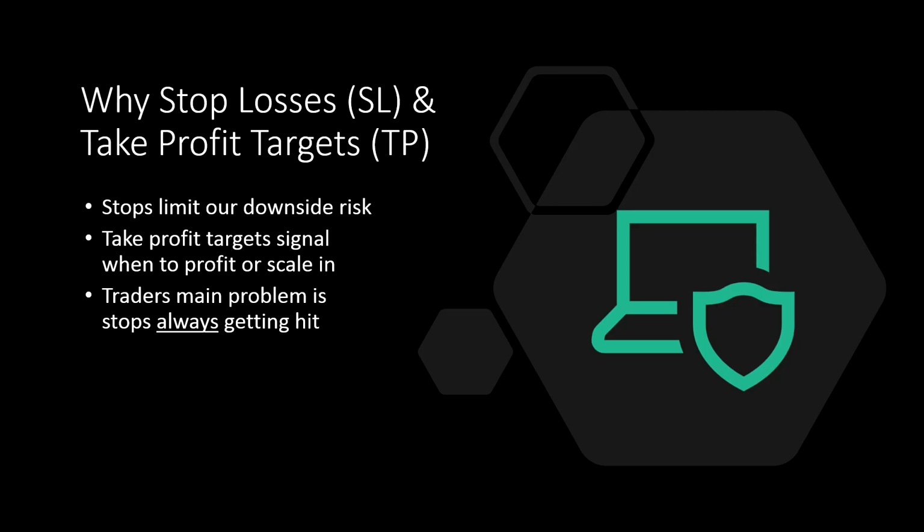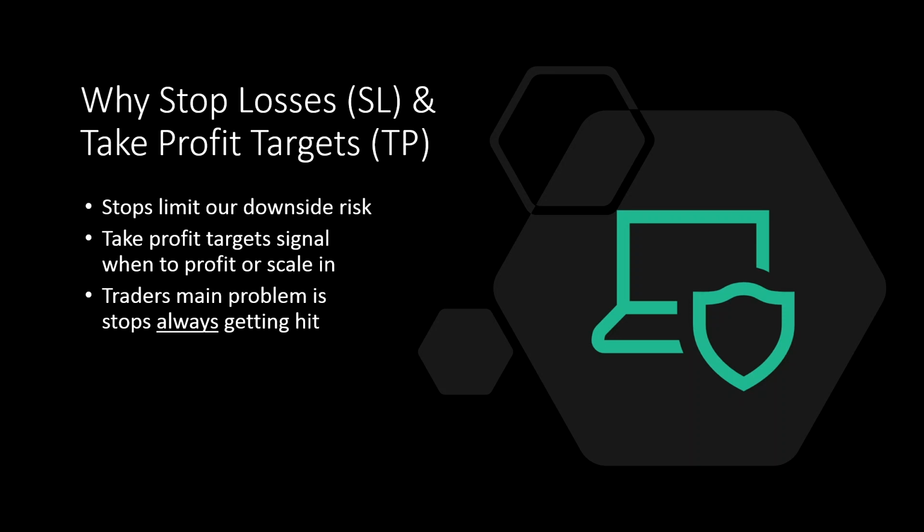So, the first thing we need to ask ourselves is, why do we even need to use stop losses and take profit targets? Well, the simplest way for me to explain this is actually that stop losses limit your downside. They limit your downside risk, so you only risk what you've set out and you don't lose any more than that. Take profits, on the other hand, create a clear target to profit from, scale in, or even reassess a trade. They also make sure you're earning more than your losses, because it's a concept called risk to reward, which we may cover in a future video.